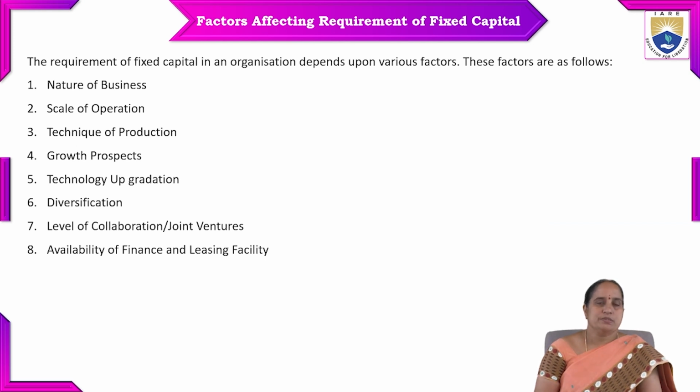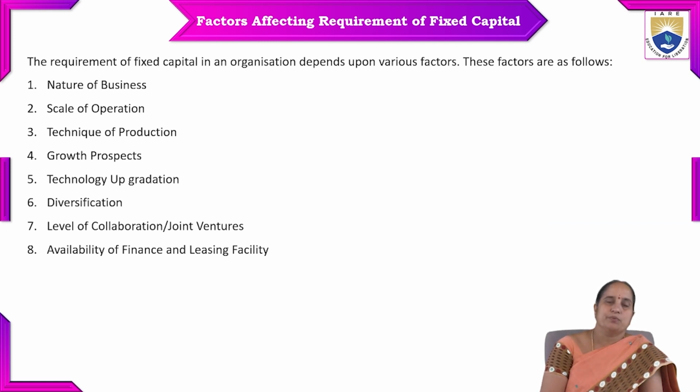So what type of business you are dealing with, whether you are going to produce physical goods or you are going to produce services. Based on that, the fixed capital will be decided. Then scale of operations. Whether you would like to go with a small scale, medium scale, or large scale business activities. Based on that, the amount of capital would be determined.